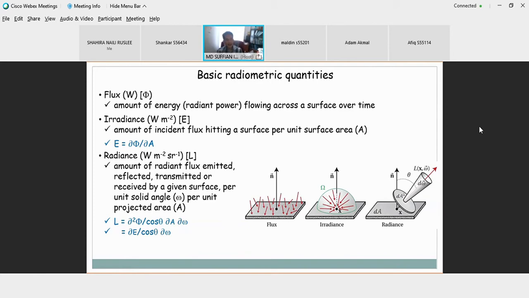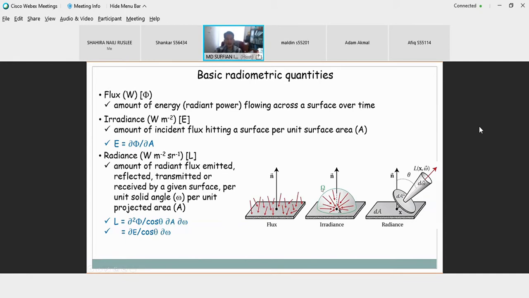And then yang ketiga adalah radiance. Simbol L, unit dia adalah watts per meter square per steradian, dia ada unit steradian. Steradian adalah unit for solid angle. So radiance is the amount of radiant flux, watts, emitted, reflected, or transmitted by or received by a given surface per unit solid angle. Simbol dia omega.